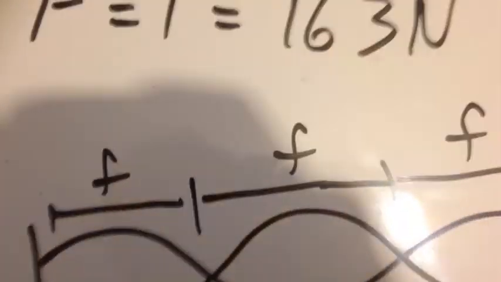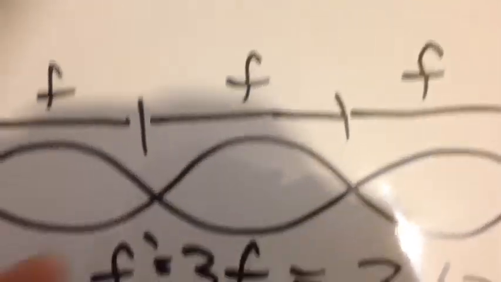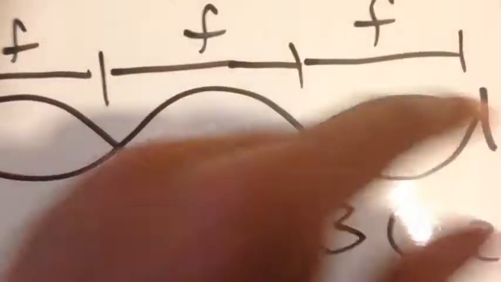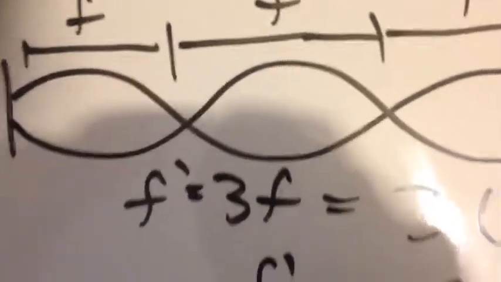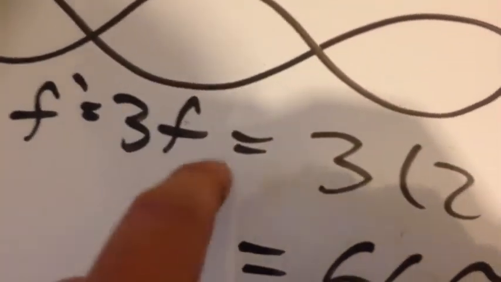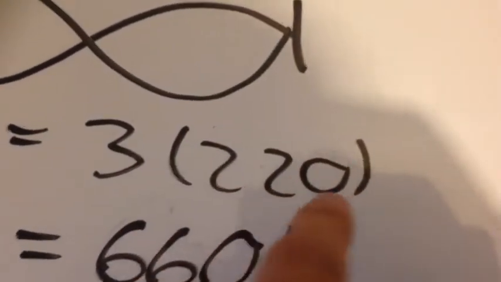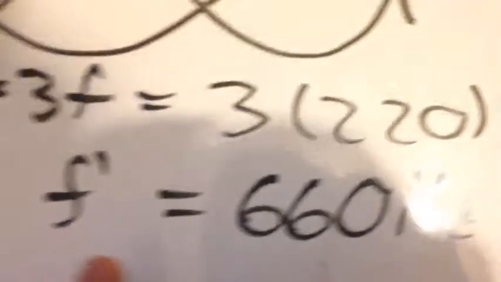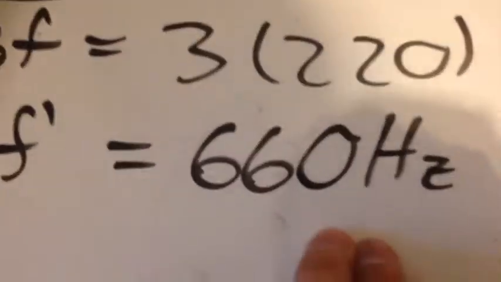Secondly, we are asked to find the frequency when our wave is divided in 3. So we have our frequency, which is repeated 3 times, amplifying this frequency, for which we understand that our new frequency will be 3 times the previous frequency, which is 3 times 220, the original frequency. This will give us a value of 660 Hz.